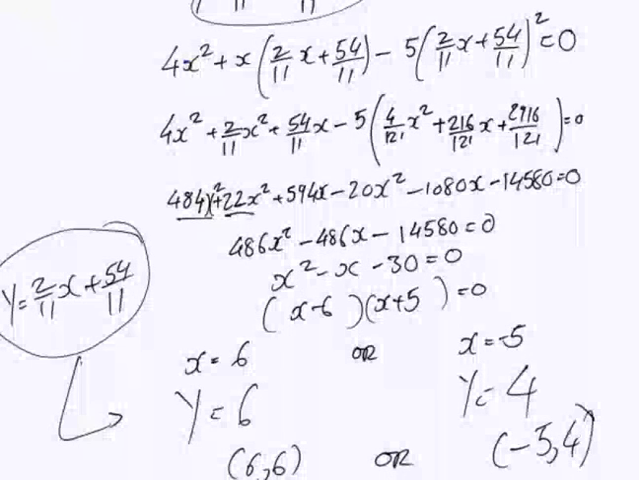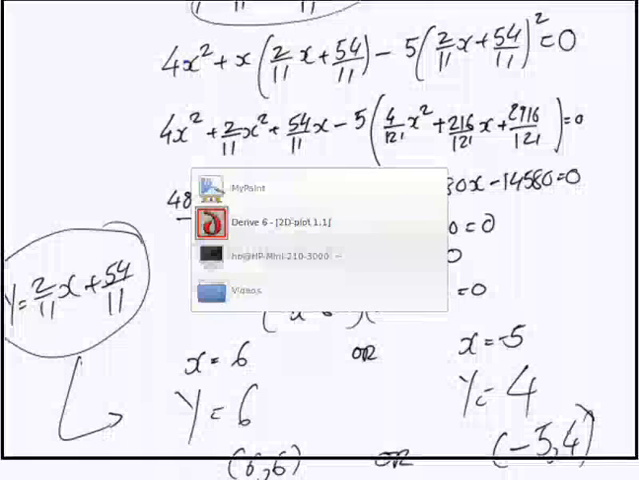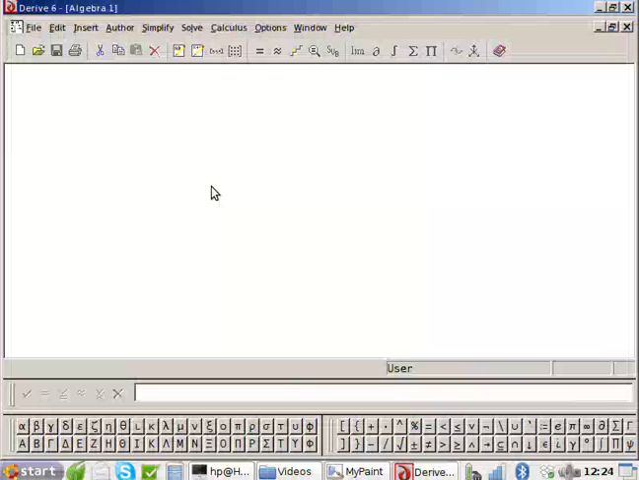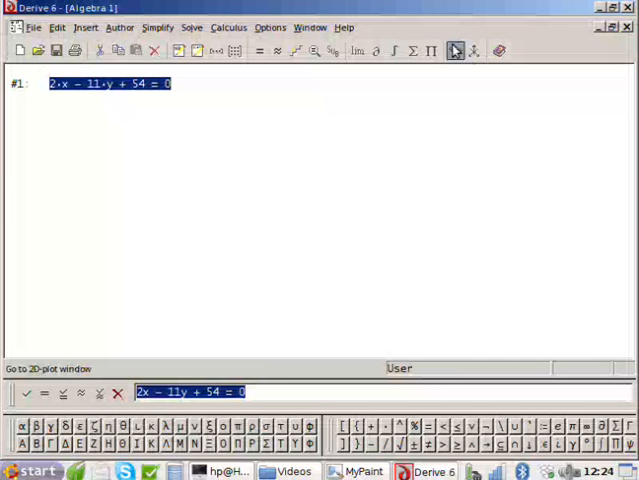Now when I multiply by 11 here, they all cancel. But I still need to multiply them by 5. So I get minus 20x squared plus 10x minus 1080x. I'm not even going to try 2916 times 5, 14,580. Yeah, equals 0. Okay.